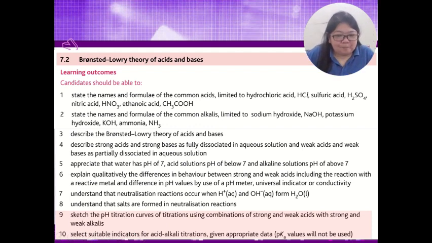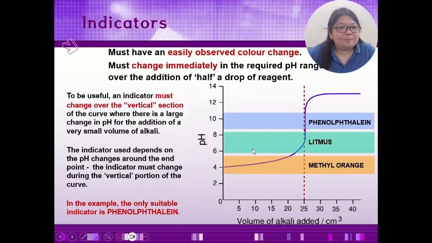Okay, now I want to go to the last part of this recording, which is to select a suitable indicator for the acid-alkali titration. This is new in the syllabus and hasn't been asked in Paper 2 since summer 2022, March 2022 to be exact. So I think that it might come out this time.